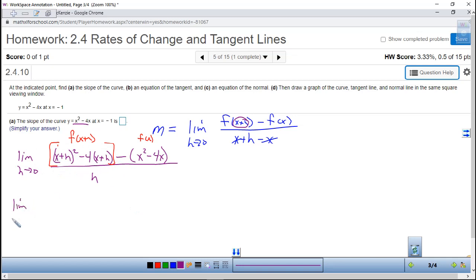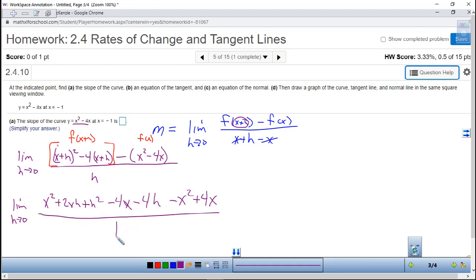We've got the limit as h approaches 0. X plus h squared is going to give me x squared plus 2xh plus h squared. Distributing the 4, I'm going to get minus 4x minus 4h. Then I'm going to distribute this minus all the way through, so I'm going to get minus x squared plus 4x. And that's still all over h.